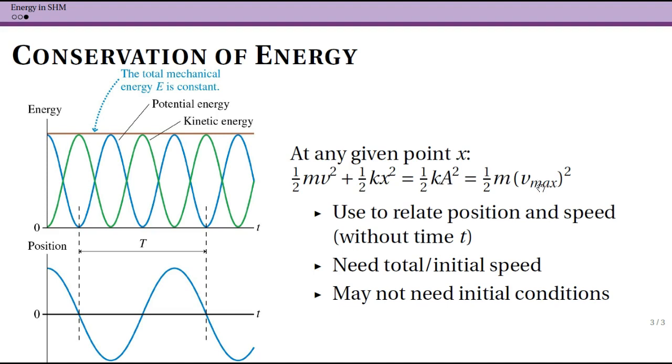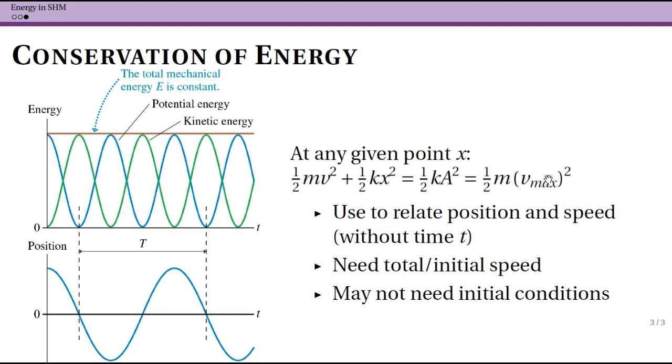This actually means that you can relate position and speed once you know one of them. So if you know what position it's at and you know your other variables such as spring constant and mass, you can relate your velocity back if you knew anything about your initial conditions, or in this case, your maximum position or maximum speed.